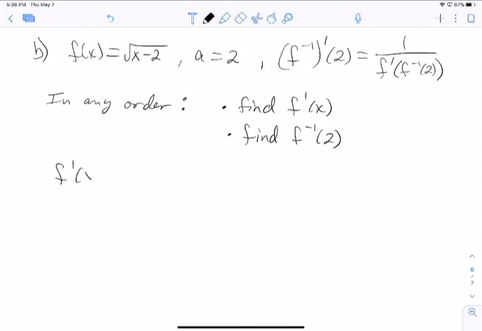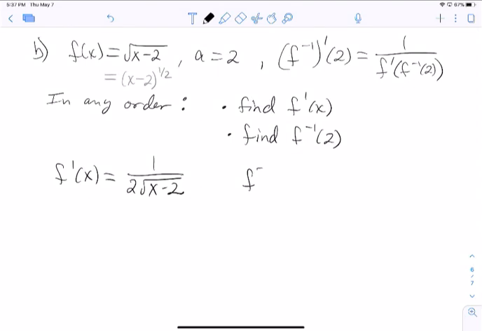Let's go in the order I've written it. F prime of x is equal to 1 over 2 times the square root of x minus 2. Recalling that the square root of x minus 2 is equal to x minus 2 to the 1/2 power. Using the power rule, the exponent 1/2 comes out front, so we have that 1/2. And then we decrease the exponent by 1, and a negative 1 exponent means a square root in the denominator.